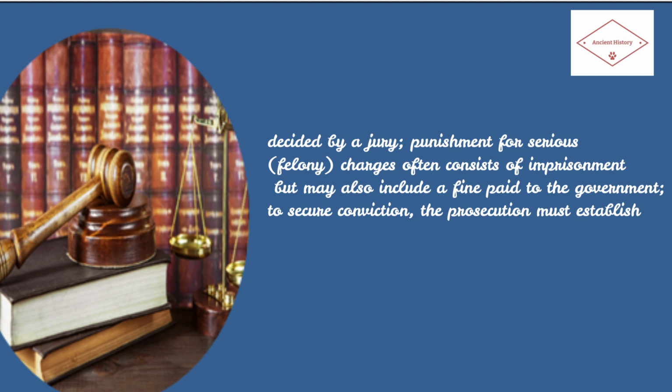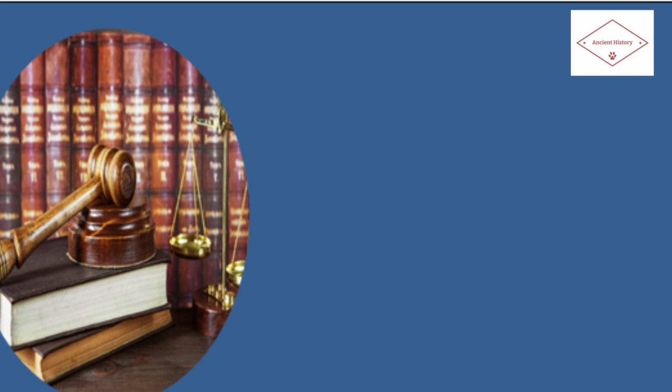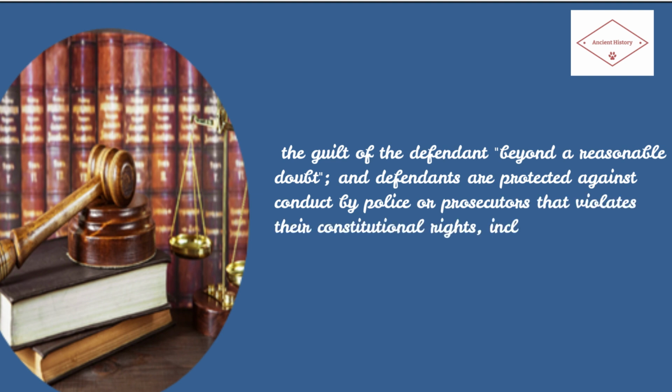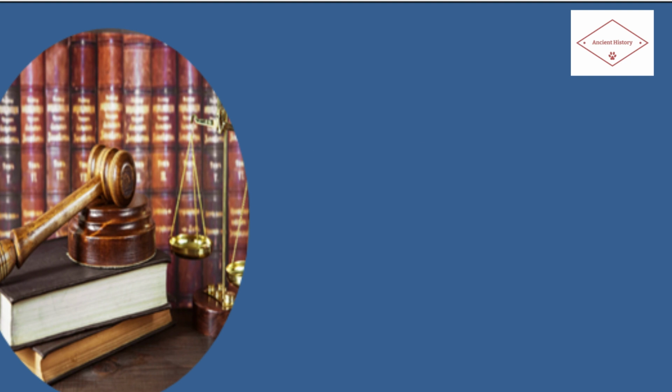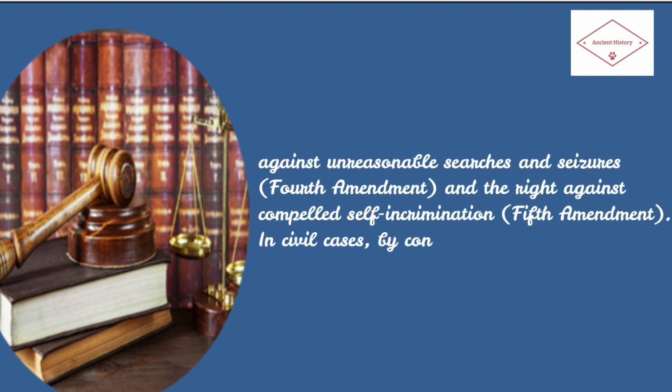To secure conviction, the prosecution must establish the guilt of the defendant beyond a reasonable doubt, and defendants are protected against conduct by police or prosecutors that violates their constitutional rights, including the right against unreasonable searches and seizures, Fourth Amendment, and the right against compelled self-incrimination, Fifth Amendment.